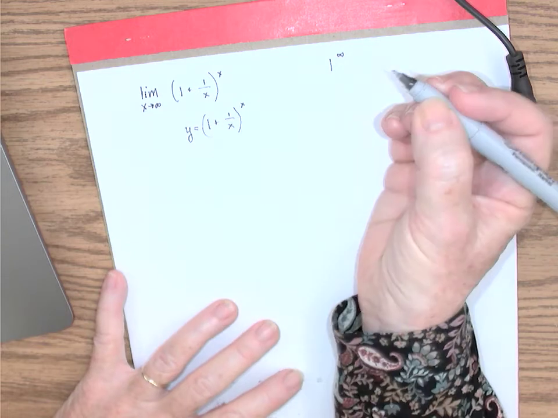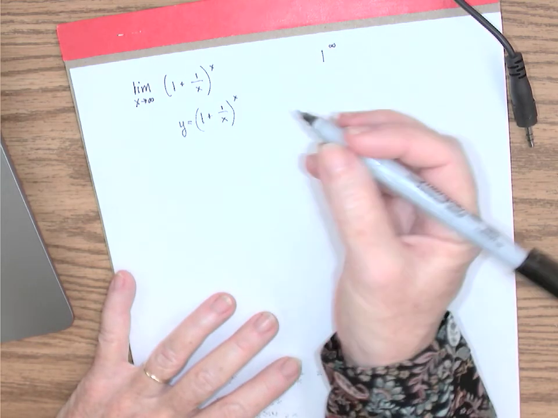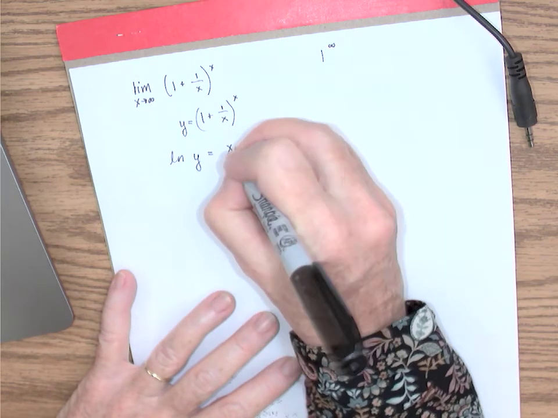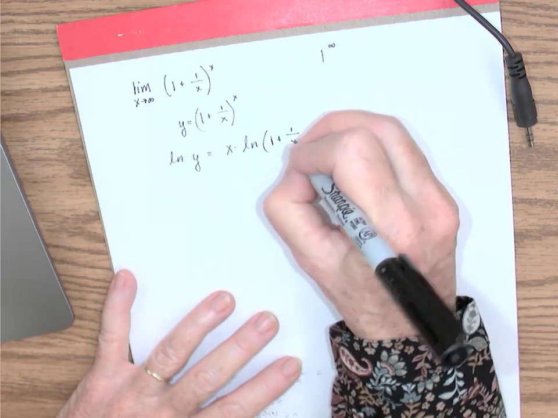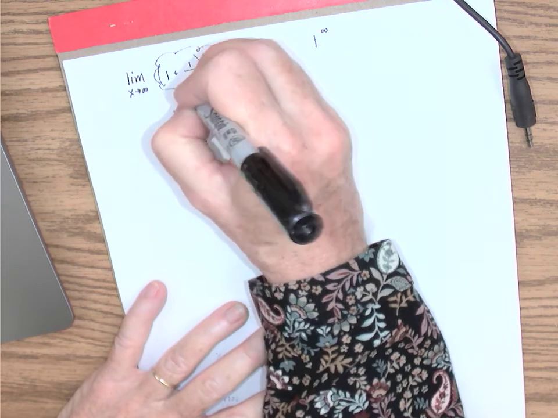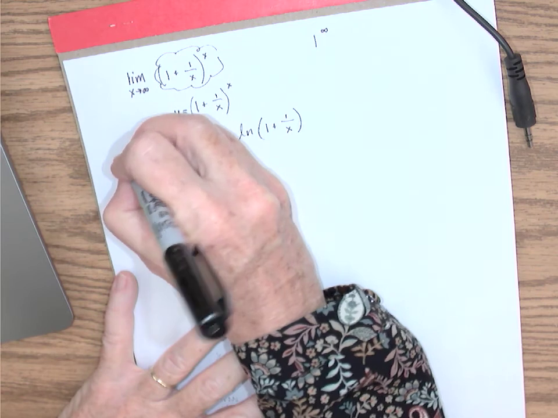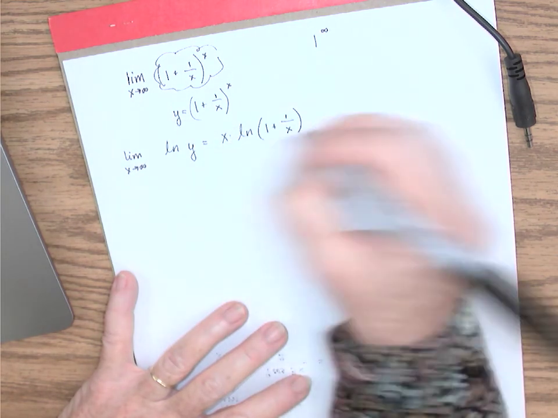Not knowing what to do with that, but I do know that I need to get that variable out of the exponent. And how we always do that is to take the natural log of both sides. So I'm going to write this as x times the natural log of 1 plus 1 over x. And x is still going to infinity, so I'm looking for the limit of this as x approaches infinity.